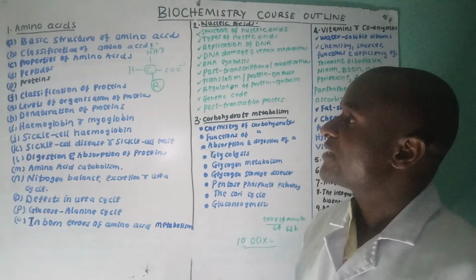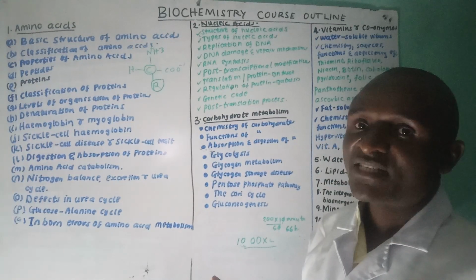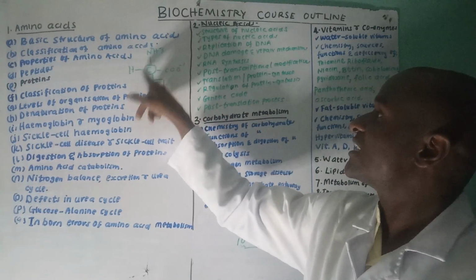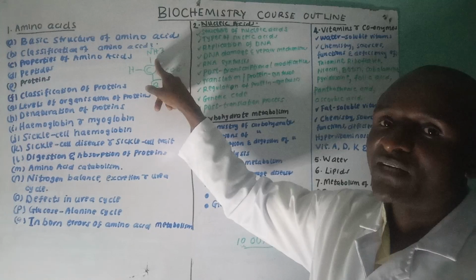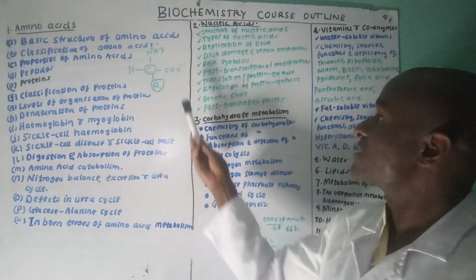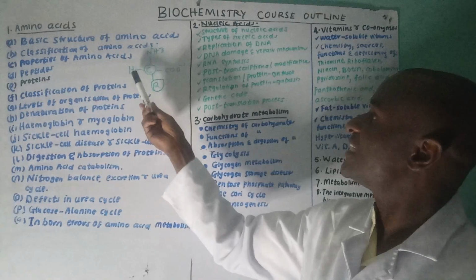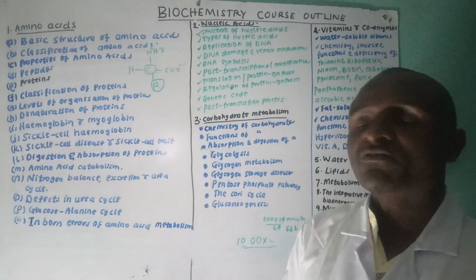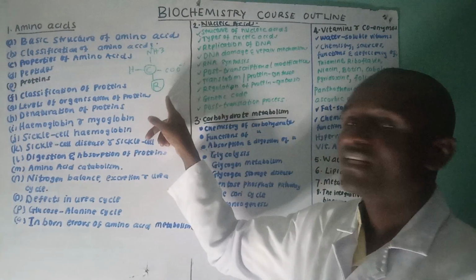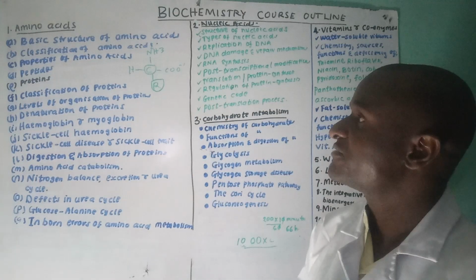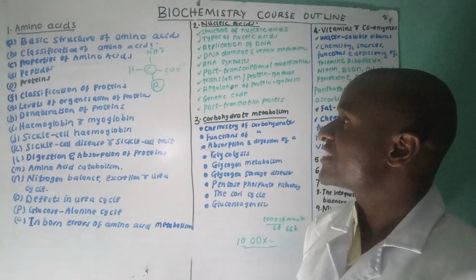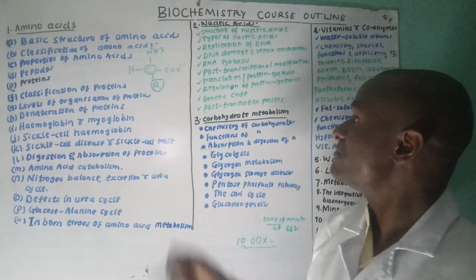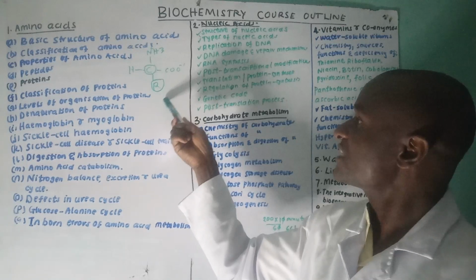So under amino acids, we shall be looking at the basic structure of amino acids. When you look at an amino acid, you realize that it has got an amino group, from the word amino acids. Then it also has the carboxyl group. It has an H atom and the side chain. What distinguishes one amino acid from the other is the side chain. So we are going to look at it briefly. Then we shall also look at the classification of amino acids. There are various classifications of amino acids, mostly basing on the difference in the side chain.